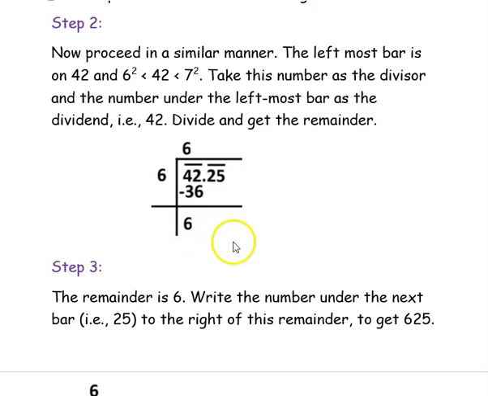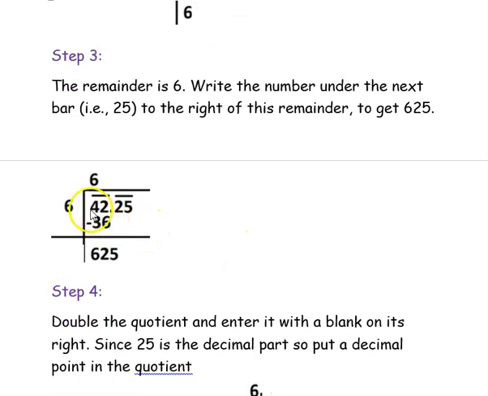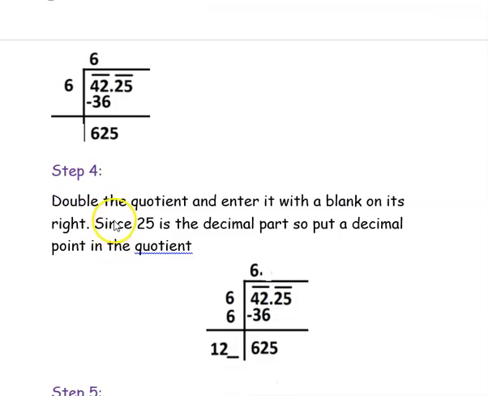So, this is our third step. 6 into 6, 36, I have subtracted, I got 6. Now I have written the number under the next bar down near this remainder. So, the new dividend is 625. In the fourth step, I am going to double the quotient. The quotient is 6, I have doubled it. So, I got the number 12 and I have written with that a blank on its right.